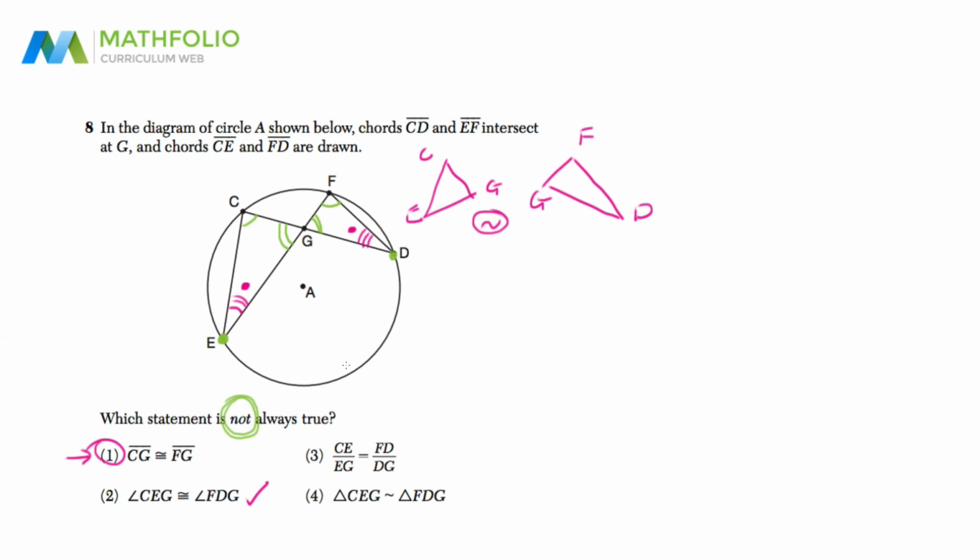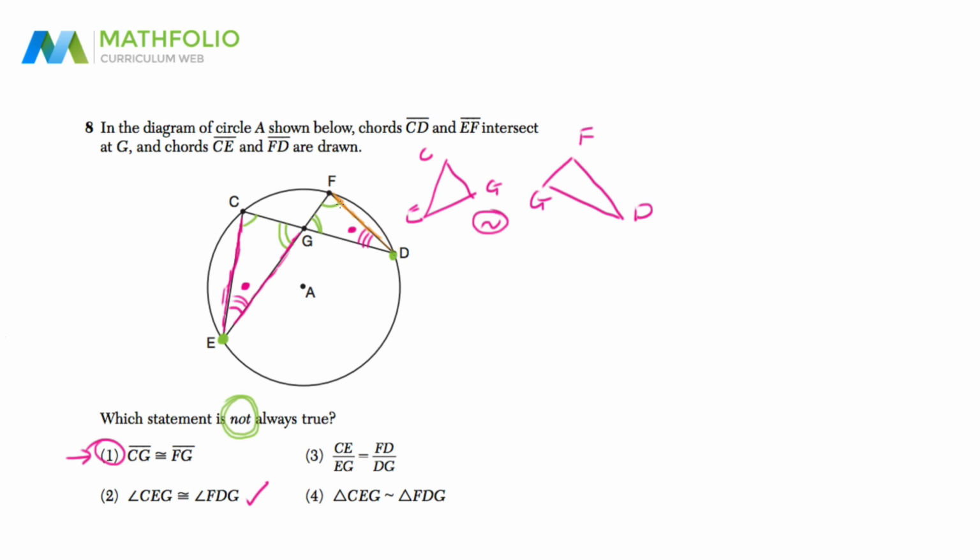Number 3 says that C to E, which is CE, which is right here. Let's do this with a little dashed purple pink line, this side right here, all over EG. CE to EG, so that's the two sides here as a ratio, is equal to FD. So let me change this color, pick an orange, is equal to FD, which is the outside piece here.